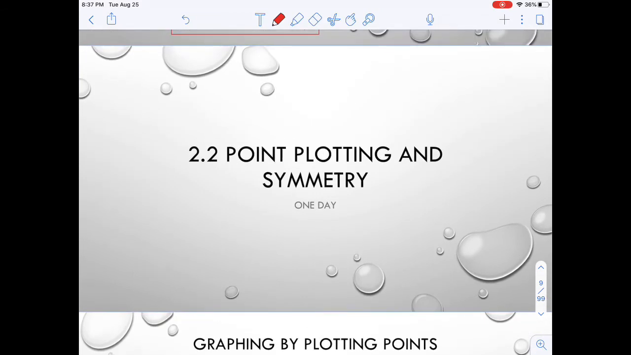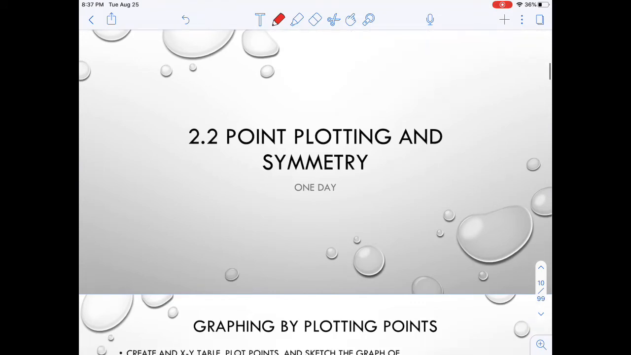2-2. We're going to talk about some graphs. We're going to talk a little bit about point plotting, and a little bit about symmetry. All right, so I'm going to go through the first part here pretty quickly because I think it's relatively elementary and we should all be on the same page with it.